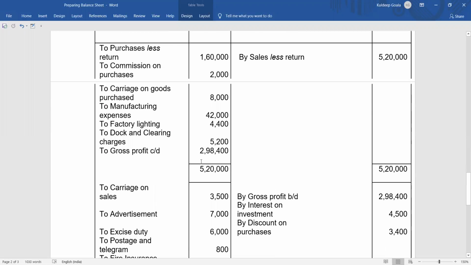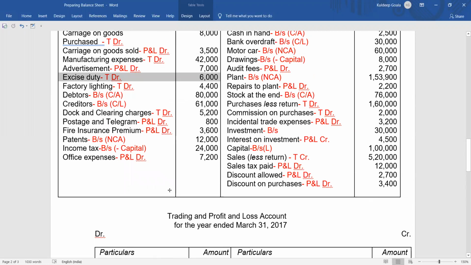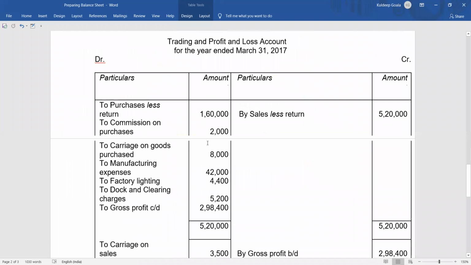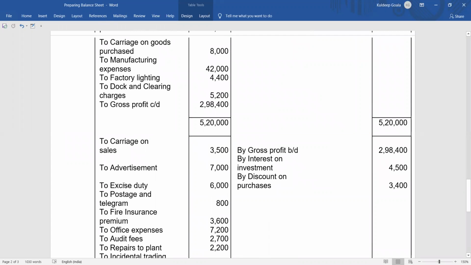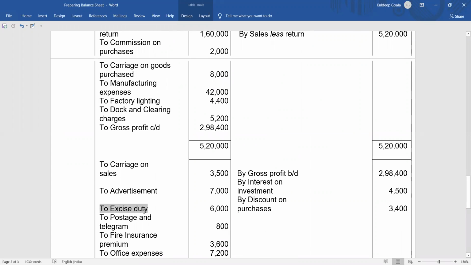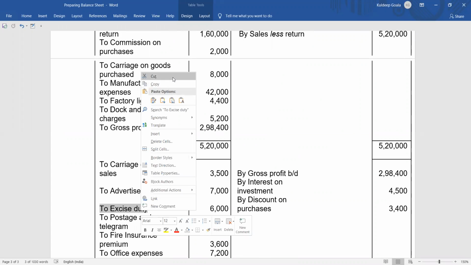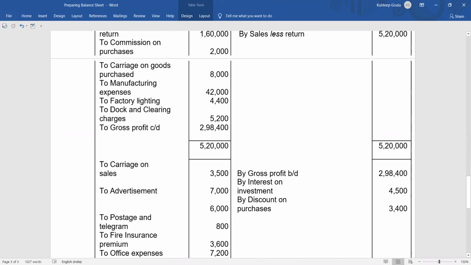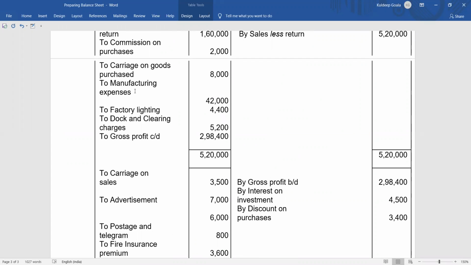Just a minute. Okay, excise duty. It should come in the trading account debit side. Okay, so there is a mistake in this place. It has been kept in the profit and loss account portion. Okay, so it shouldn't be here. Rather, it should be kept here. Okay, so I'm just trying to place it. Yeah, so it is coming here, excise duty, and the 6,000 also will come here. Okay, yeah, so the excise duty of 6,000 has been placed here.